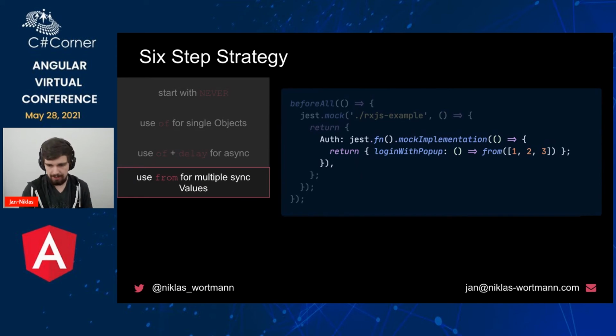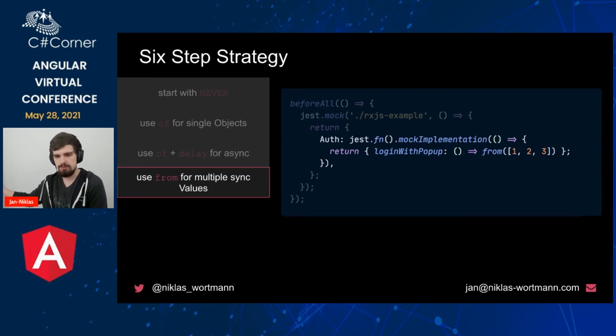Next stage that I would apply is using from when I want to emit multiple synchronous values. We have seen that already in the slides before. When I use from with an array, it will have 3 emissions: first 1, then 2, then 3. Therefore, I can test scenarios where I depend on multiple value emissions.